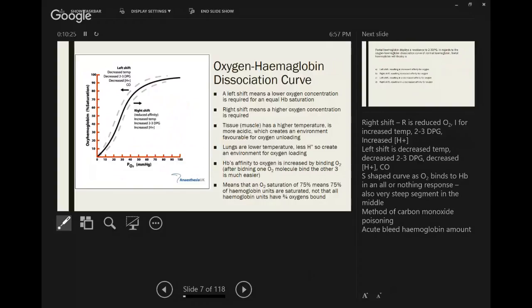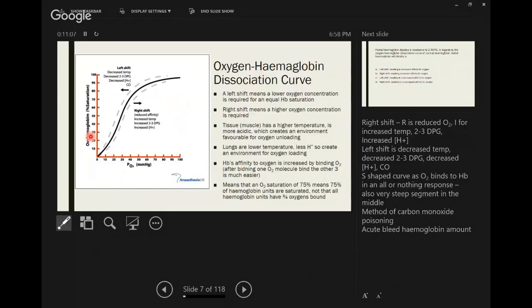Hemoglobin's affinity to oxygen is increased by binding O2. So what that means is, instead of having all your hemoglobins at 25% saturation, each of those hemoglobins has one oxygen attached to it. If you get one hemoglobin which has one oxygen attached, that's going to preferentially take up the other 3 oxygen. So hemoglobin saturation of 75% means 75% of your hemoglobin molecules are fully saturated, and the others tend to have nothing. That's important when it comes to carbon monoxide poisoning, because carbon monoxide binds to hemoglobin much more strongly than oxygen, at roughly 200 times.